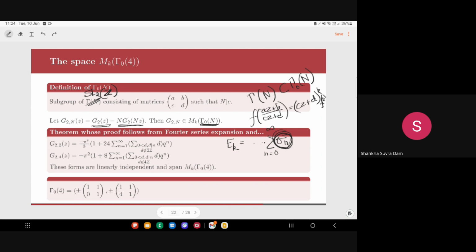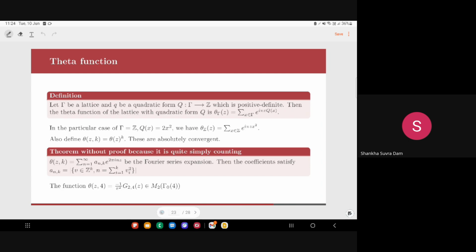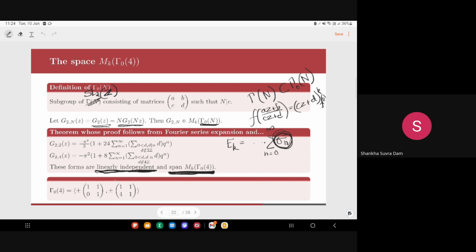The fact that these are linearly independent can also be proved in a more involved argument, but it is still quite easy. And this spans M_k of Gamma_0(4). This is tricky, but it's still a long and computational proof, so I've skipped that here. Oh, and also this group is generated by these elements. That is also easy. It's similar to how you prove that Gamma_1 is generated by these.